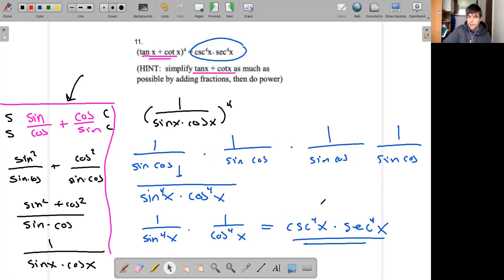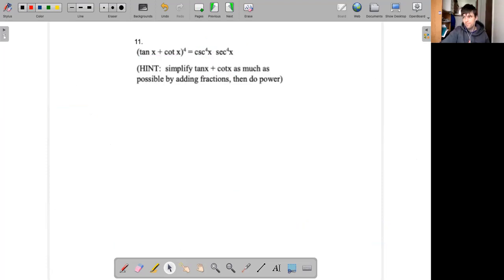There are a couple of ways we can do that at the end. We don't necessarily have to expand it out like here. Since everything is multiplied, you can just distribute this exponent to all parts, right? 1 to the fourth is 1, sine to the fourth, cosine to the fourth. As long as there were no pluses or minuses, we can do it this way instead of expanding it, but it works that way too. All right, that hint was clutch.